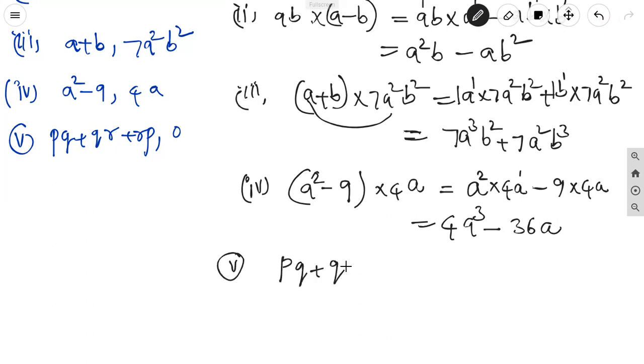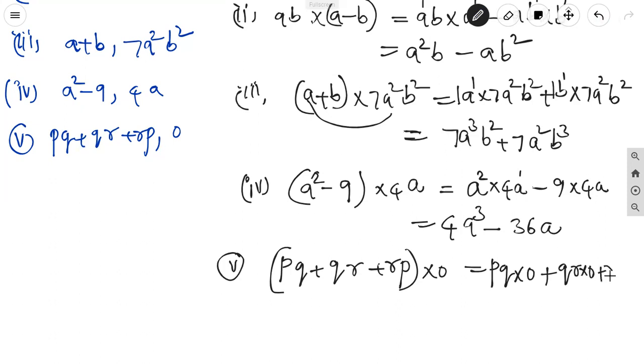Fifth one, pq plus qr plus rp into 0. That is equal to pq into 0 plus qr into 0 plus rp into 0. 0 into something is 0, 0 into something is 0, 0 into something is 0. That will be 0 only.